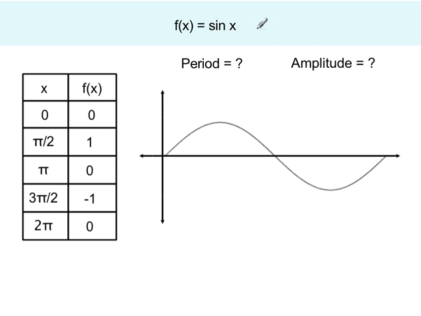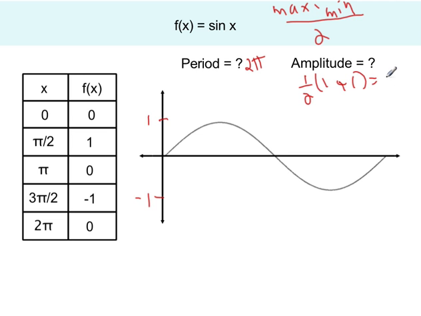Okay, so we've graphed sine before, but we really haven't talked about amplitude. We have talked about period. The period, as you know, for sine is 2 pi. The amplitude is the maximum value minus the minimum value of y, divided by 2. So in this case, I'm looking at sine. My maximum value is 1. My minimum value is -1. The amplitude is 1/2 of 1 minus -1. So that's 1 plus 1, which would be 2 over 2, or 1.